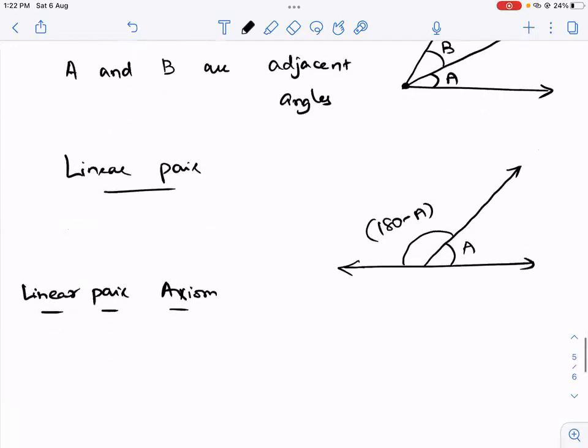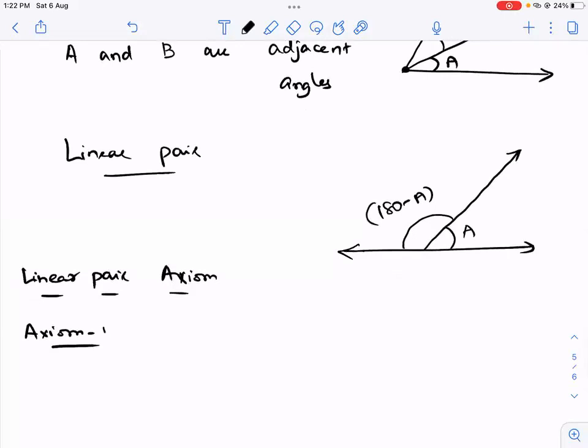Right. So what does axiom one speak about? It says, if a ray stands on a line, then the sum of the adjacent angles so formed is 180 degrees. Right. Because they form a linear pair. If you have to give a proof for it, there is not a big proof that is going to exist. So what did they say? If a ray, I suggest you write it, stands, please tell me.